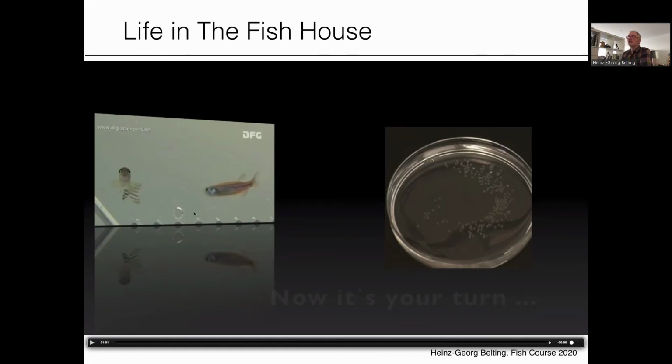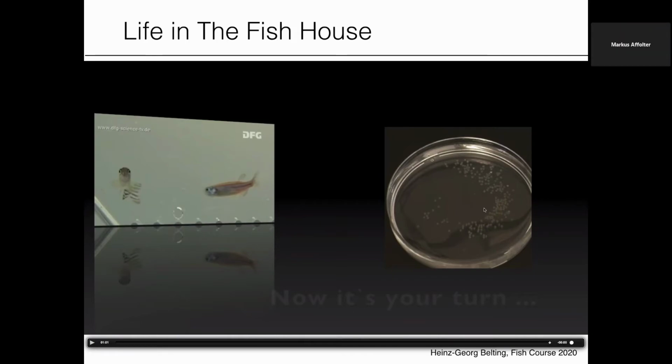And then what we do is we take the fish out, and then we collect the eggs from the bottom. And this is what the eggs then look like in a petri dish when we have collected them. Otherwise, they would be eaten up, the eggs. Yeah, they're carnivores. They like caviar.